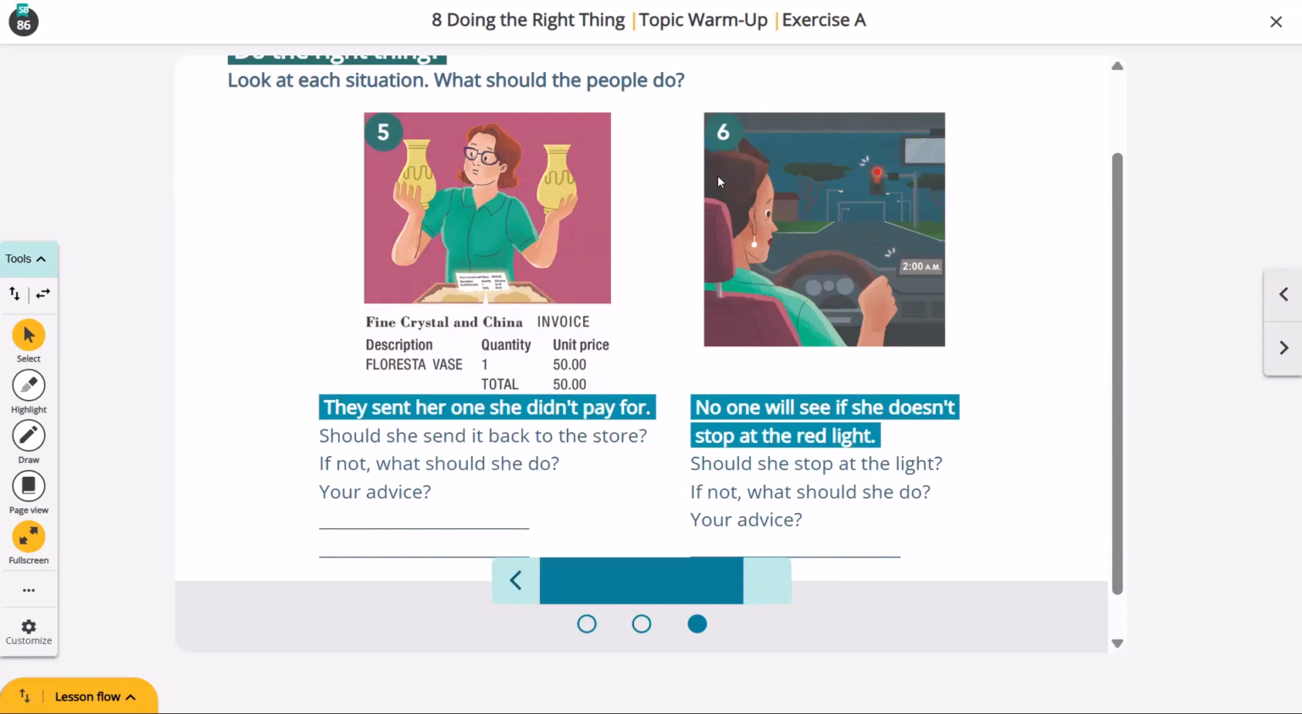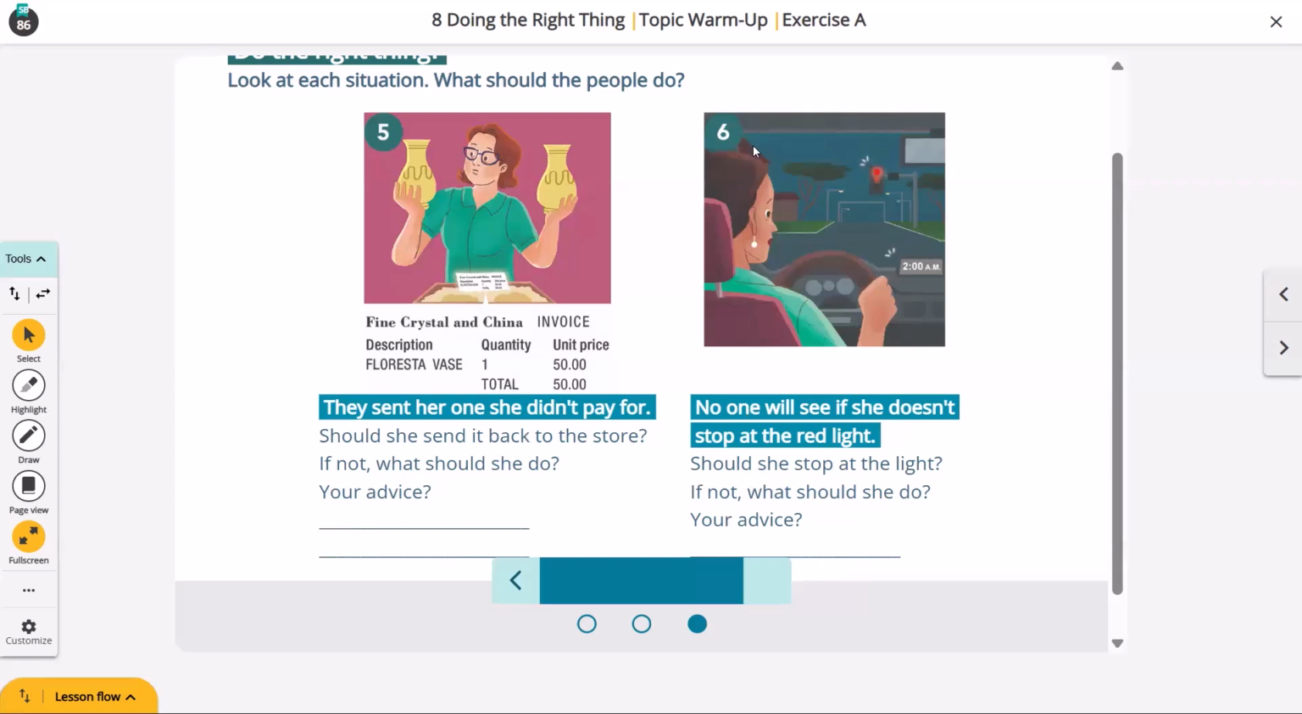What about number 6, the last situation in this case? It says, no one will see if she doesn't stop at the red light. So look at this. It's 2 a.m. It's very late. There is nobody here. Look at this, it's isolated. And now it says, should she stop at the light? If not, what should she do in this case? Which is your advice? Look at this context.